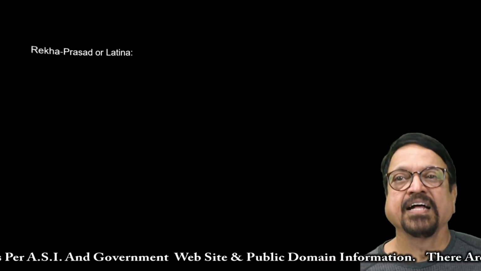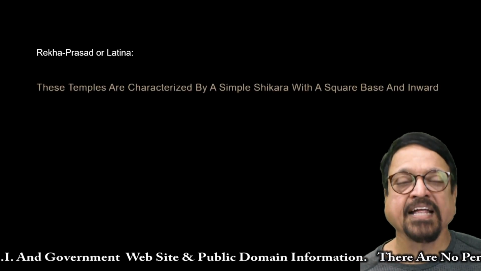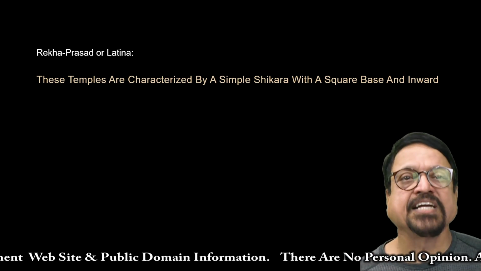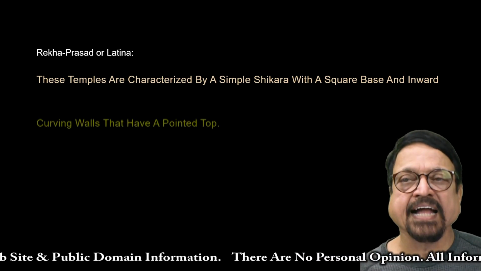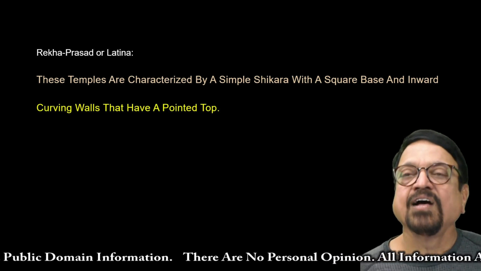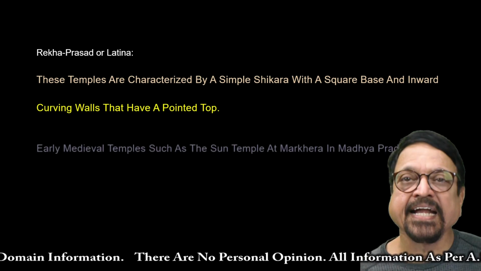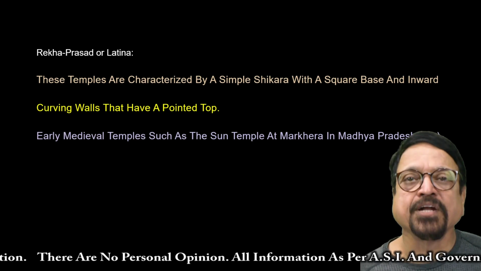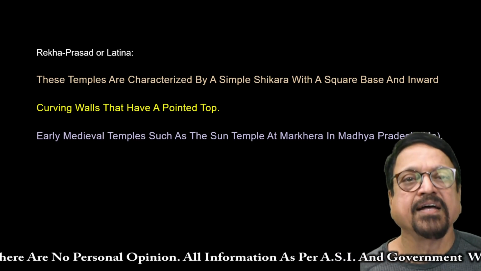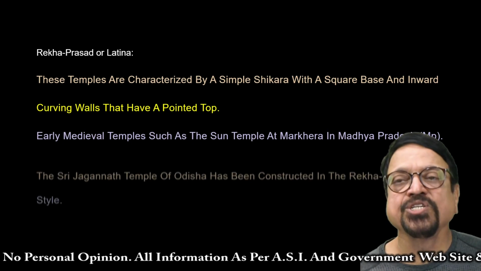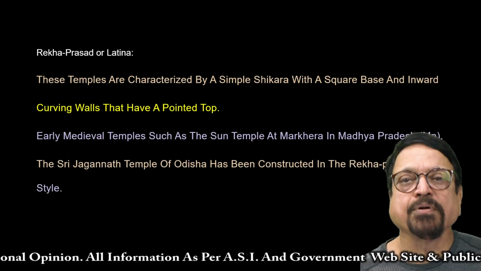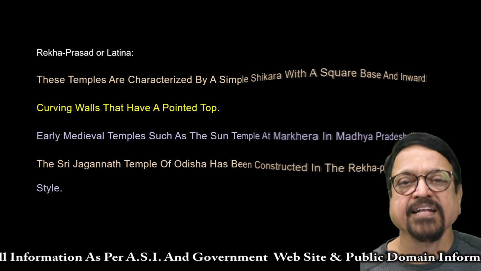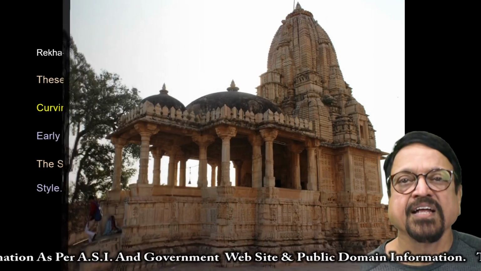Now let us come to the Rekha Prasada Latina. These temples are characterized by a single Shikhara with a square base and inward curving of the wall that has a pointed tip or pointed top. Early medieval temples such as the Sun Temple of Markhera in Madhya Pradesh, and the Jagannath Temple of Odisha, have been constructed in Rekha Prasada Shikhara style. So these are the typical ones you will see here.